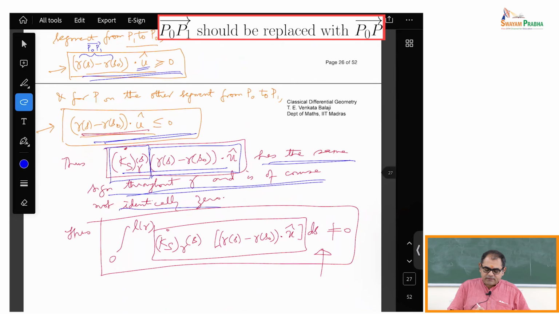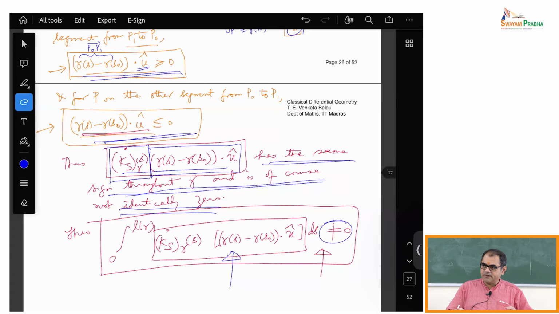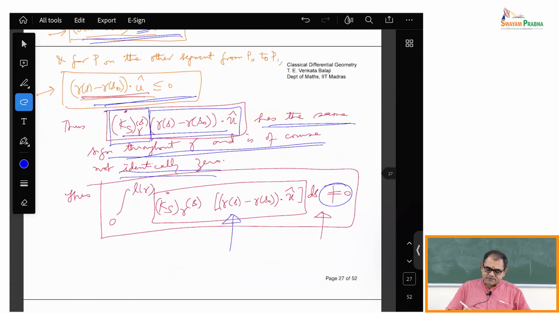So you see, if you integrate that function over the whole curve, this integral is not 0. So what we are going to do is that we are going to use the Frenet equations to show that the integrand is actually the derivative of a function, and therefore by the fundamental theorem of calculus the integral will be 0, because this is a closed curve, okay. So here is where the Frenet equations are used.